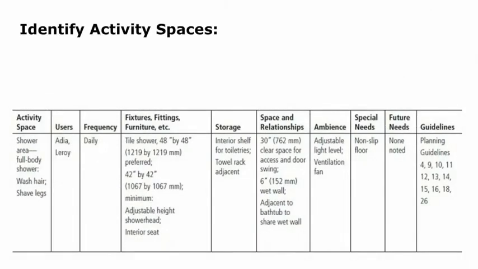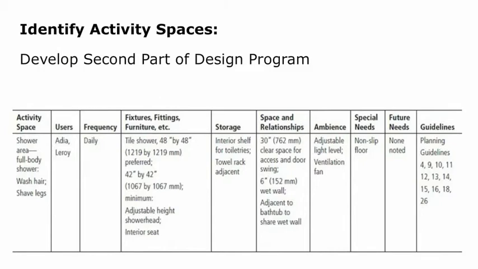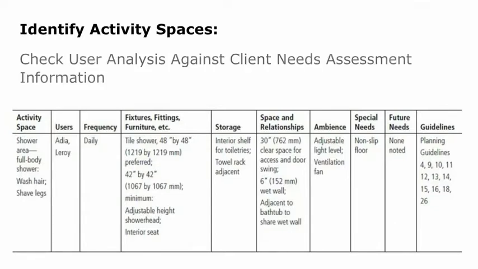Identify the activity spaces. Develop the second part of the design program by preparing the user analysis. The user analysis is a chart or table that groups design by the major activities that will take place in the bathroom space. Check your user analysis against the client needs assessment information to make sure that you have accommodated the client's priority needs. You may even want to share the user analysis with the client as a double check.